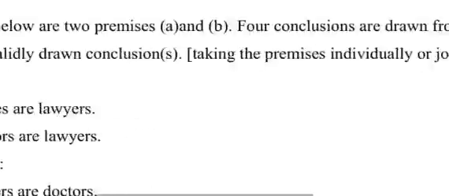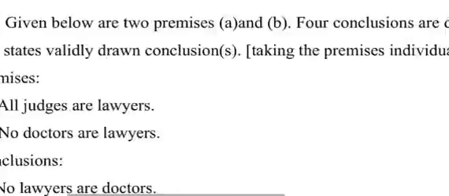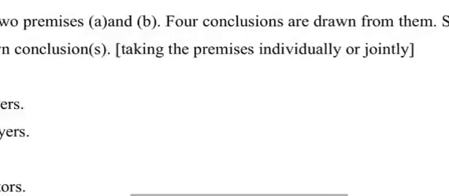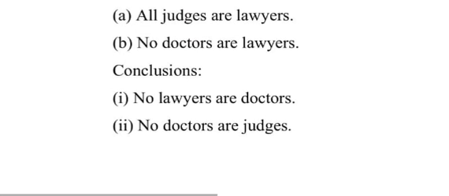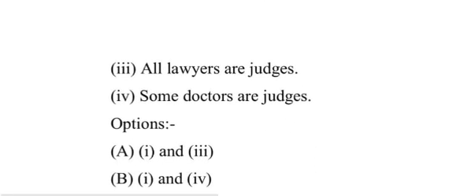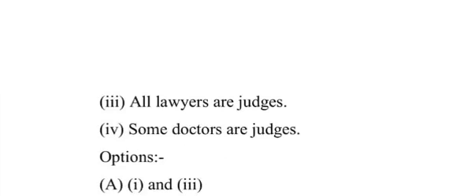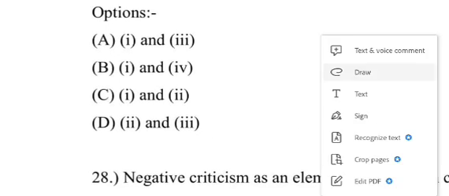Next. 27. Given below are two premises A and B. Four conclusions are drawn from them. Select the code that states validly drawn conclusions, taking the premises individually or jointly. Premises: all judges are lawyers, no doctors are lawyers. Conclusions: no lawyers are doctors, no doctors are judges, all lawyers are judges, some doctors are judges. So these are the options: 1, 3; 1, 4; 1, 2; 2, 3. So number 27, it will be number C. 1 and 2 are correct.